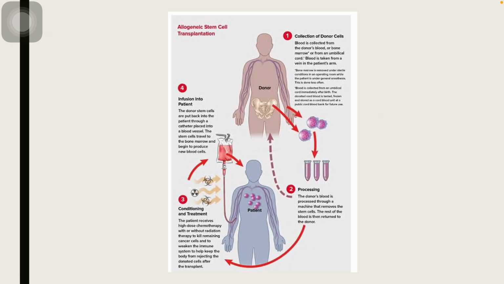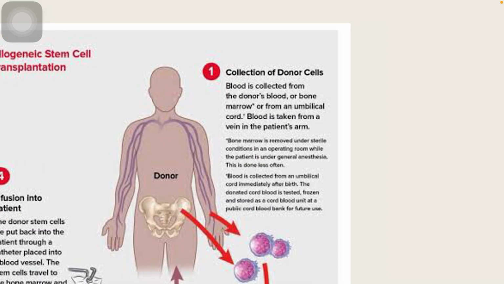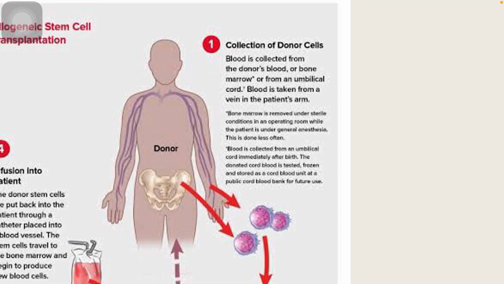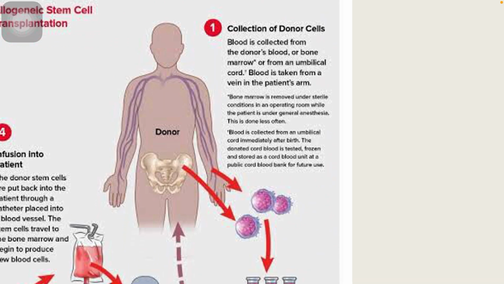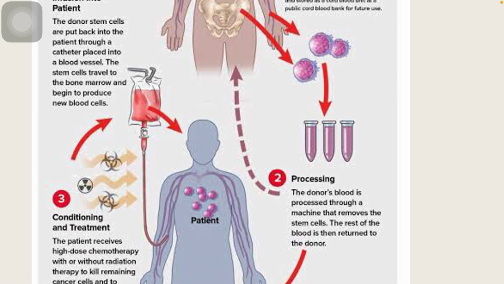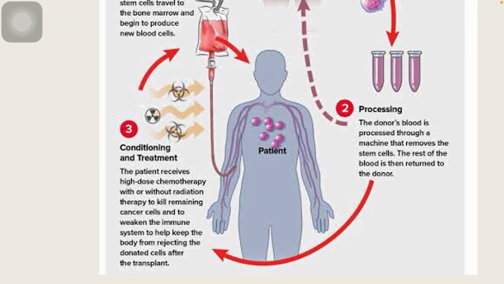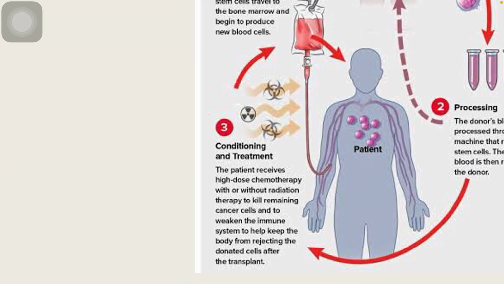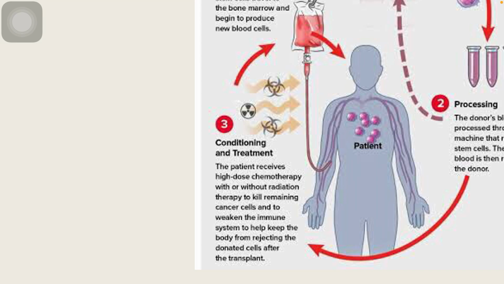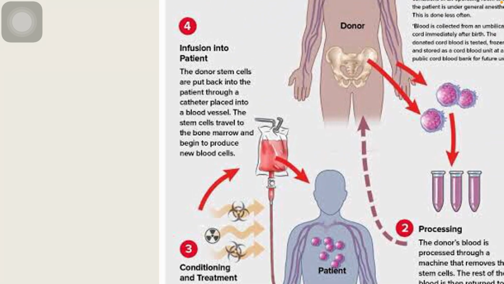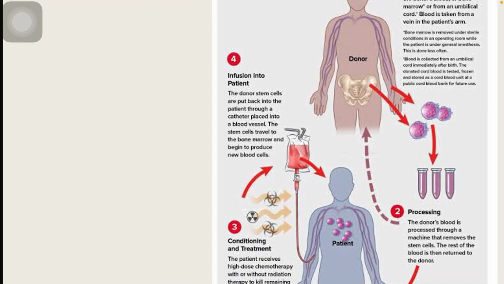This is the procedure of allogeneic stem cell transplantation. First of all, we collect the donor cells from bone marrow, peripheral blood progenitor cells, or from an umbilical cord. Then we process the sample, remove the stem cells, and remove emboli from the sample. Then we treat the patient with prophylaxis treatment and certain chemotherapy with or without radiation to kill the remaining cancer cells and to weaken the immune system, so the body prevents the rejection of donated cells. Then we infuse the blood to the recipient.